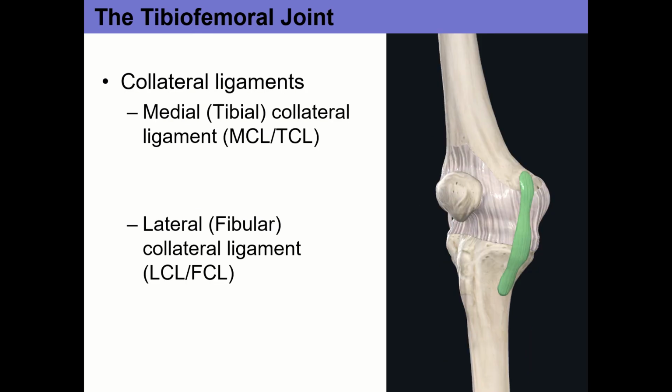All right, so those are the cruciates. Those are the intracapsular ligaments. So let's go to one capsular and one extracapsular. So now you're looking at the medial aspect of the right knee. And the ligament that's highlighted there, I left the superficial layer of the joint capsule on there, so the fibrous layer is still on there.